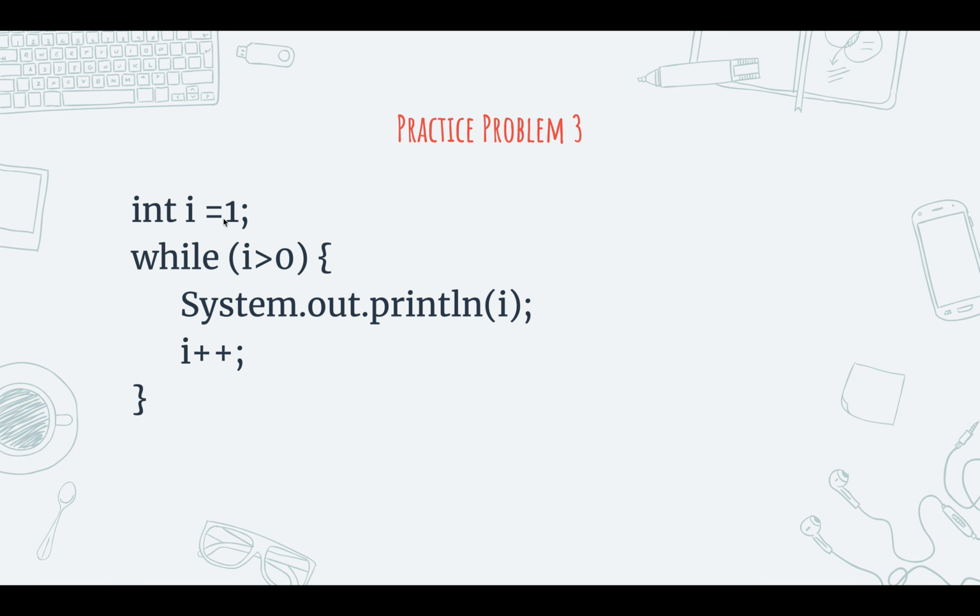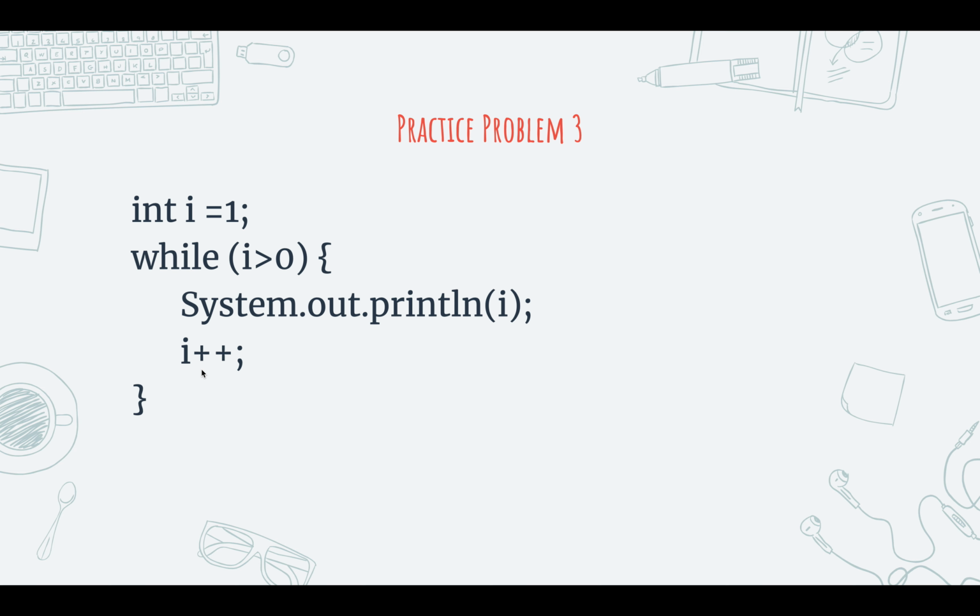We have an integer i, and this time we have it set to 1. So integer i in this case will be our loop control variable, because we put that within our parentheses for our Boolean expression. So while i is greater than 0, I want the while loop to continue printing out i and then incrementing it. So integer i is equal to 1. While i is greater than 0, is 1 greater than 0? Yes, it is. So it prints out 1.